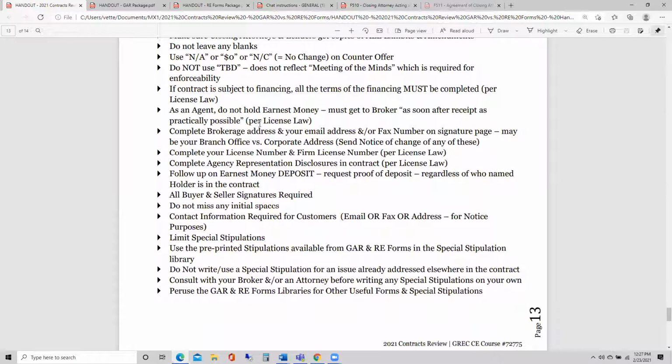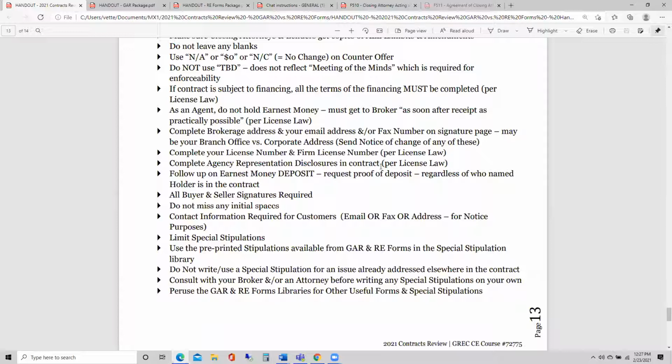As an agent, do not hang on to earnest money. You must get it to the broker as soon after receipt as practically possible. Complete your brokerage address and your email address or fax number on the signature page. It can be your branch or your corporate address. Check with your broker.